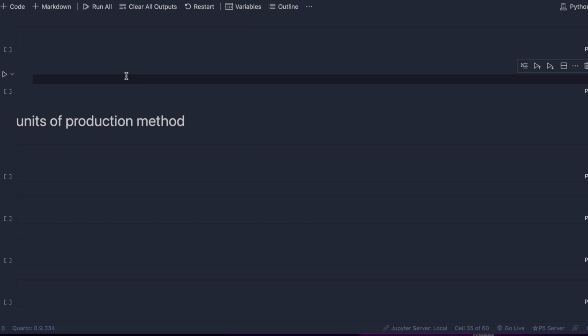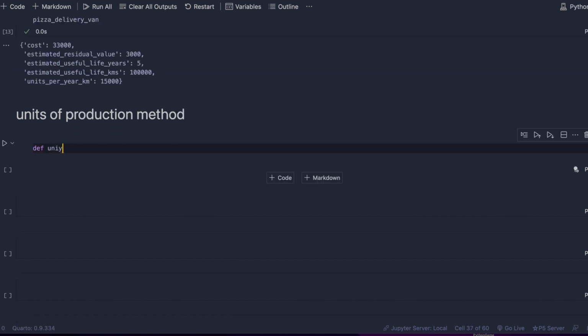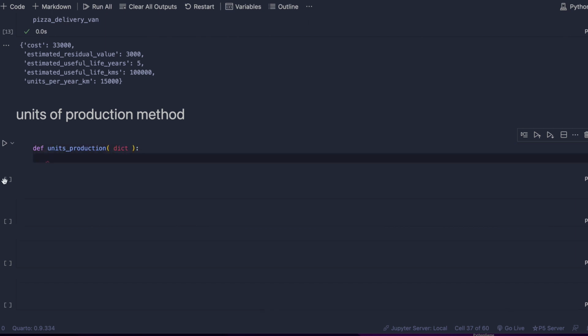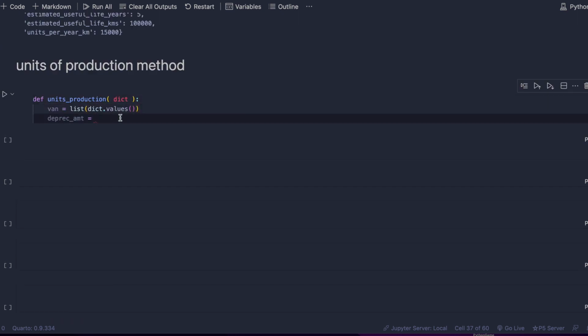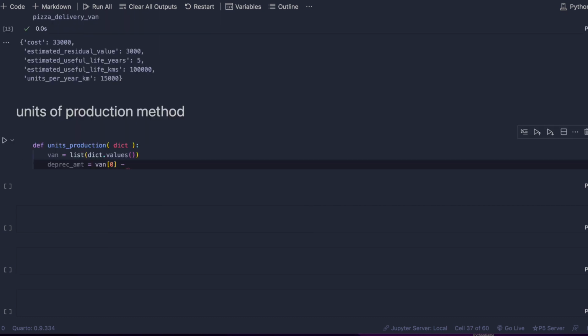We have units of production method, units, production, pass in a dictionary, depreciation amount, van cost is 0, subtract estimated residual value, which is 1.